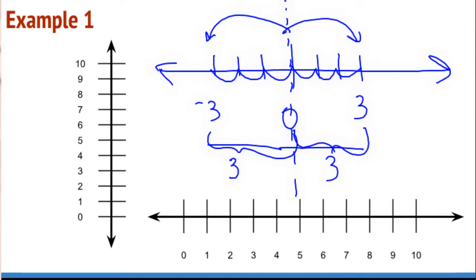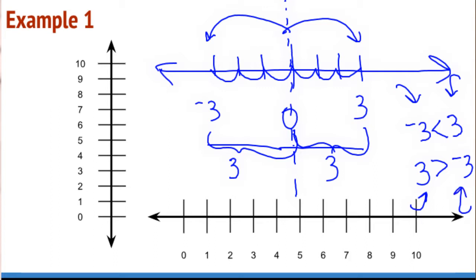If we were to write this as a comparison statement, we would say that -3 is less than 3, or 3 is greater than negative 3. So even though they are both 3 units from 0, we do have one of the numbers which is lesser and one of the numbers which is greater.